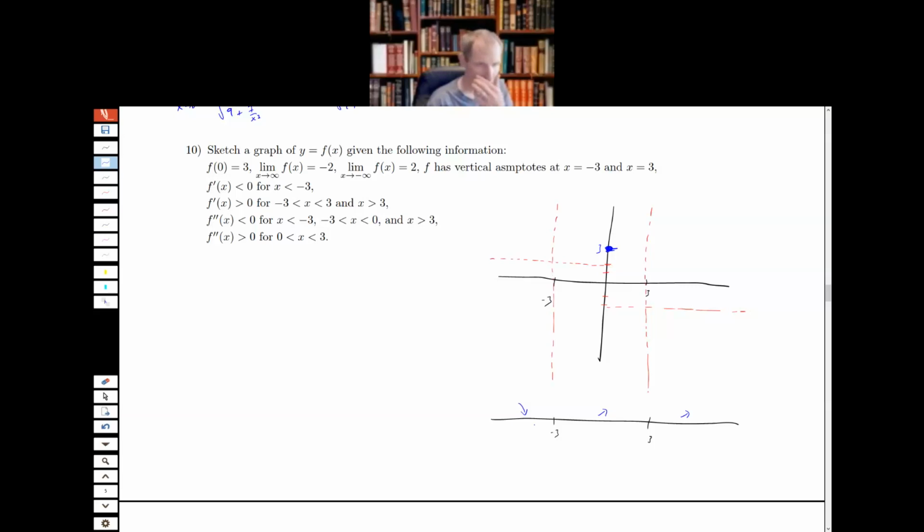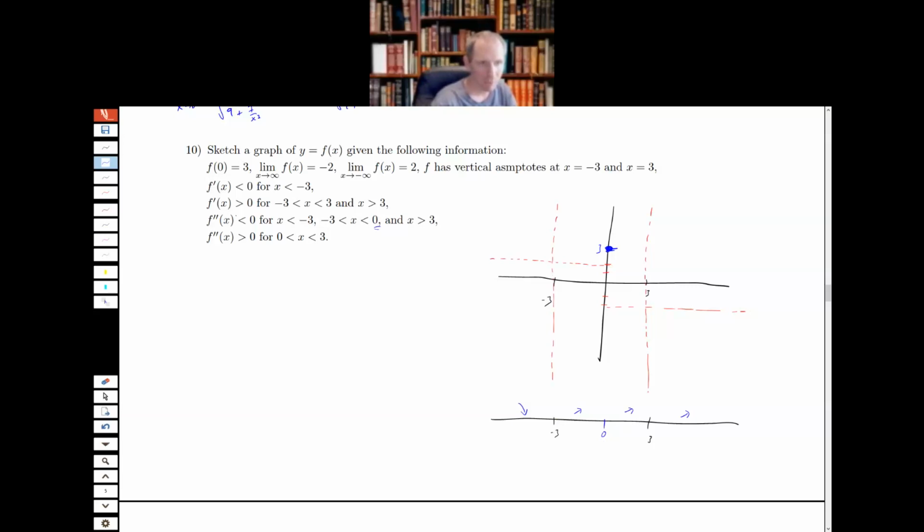Now, when I look at the second derivative, an x value of 0 shows up. So I want to throw a 0 in here. Maybe even before I get started with the second derivative, I can split this up and say, okay, throwing a 0 in, but it was increasing from negative 3 all the way to 3.